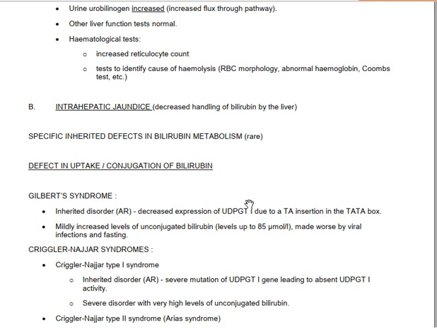Is it clear? Though you have some forms that are due to a low level of the UDP GT1. Is it clear? When there's a low level, this is going to produce bilirubin monoglucuronide. That UDP glucuronosyltransferase 1.